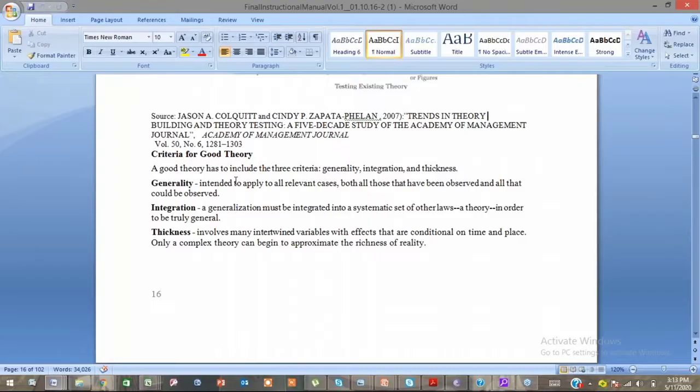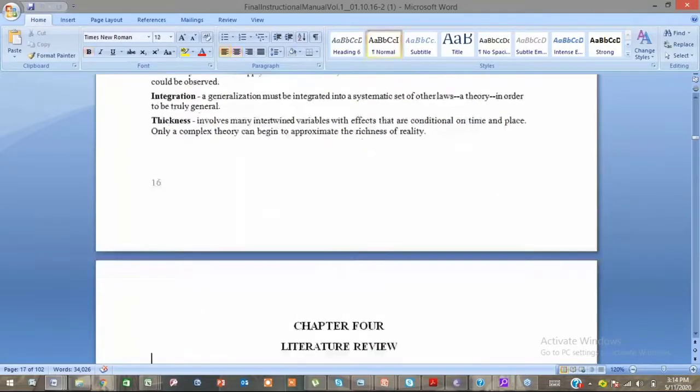Criteria for good theory. A good theory has to include 3 criteria: generality, integration, and thickness. Generality is intended to apply to all relevant cases, both all those that have been observed and all that could be observed. Integration: a generalization must be integrated into a systemic set of other laws, a theory, in order to be truly general. Thickness involves many intertwined variables with effects that are conditional on time and place. Only a complex theory can begin to approximate the richness of reality. Thickness, reality, validity, those go in like so.